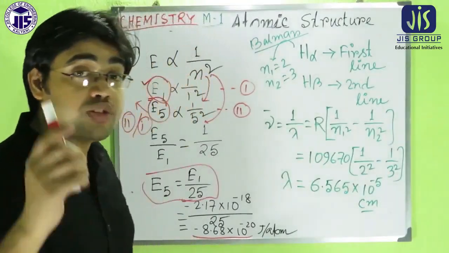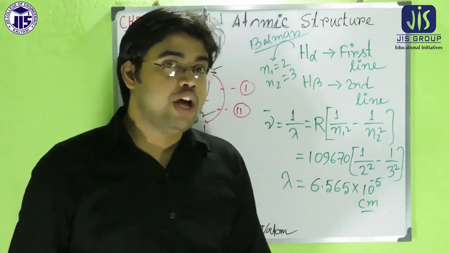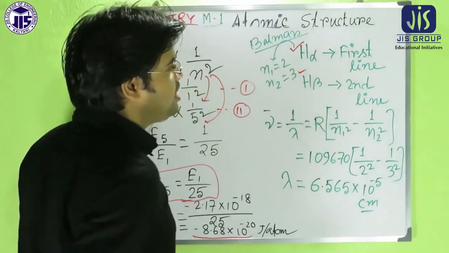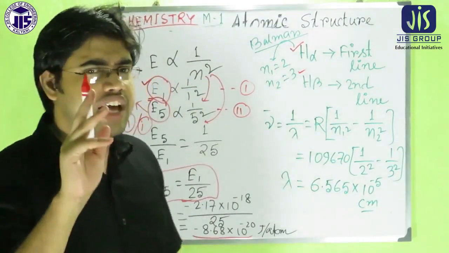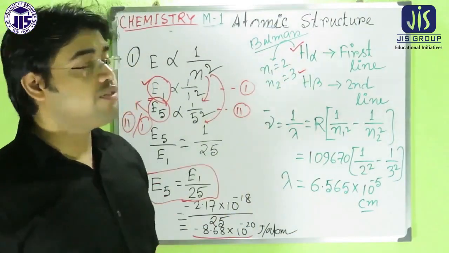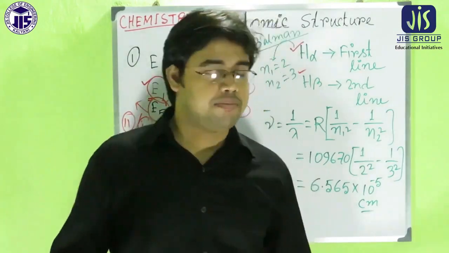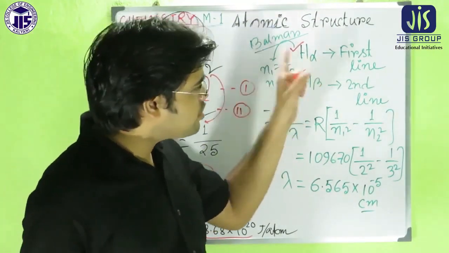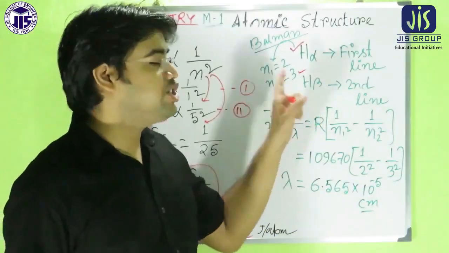Okay, so now come to the second problem. In the second problem also there are some things which you have to know. First of all, look here, there are some things written: H alpha, H beta. First of all, you have to know what H alpha is and what H beta is. H alpha means it is the first line. It may be of any of the series: Lyman, Paschen, Balmer, Brackett, etc. But the first line will be H alpha for the hydrogen case, and the second line H beta.